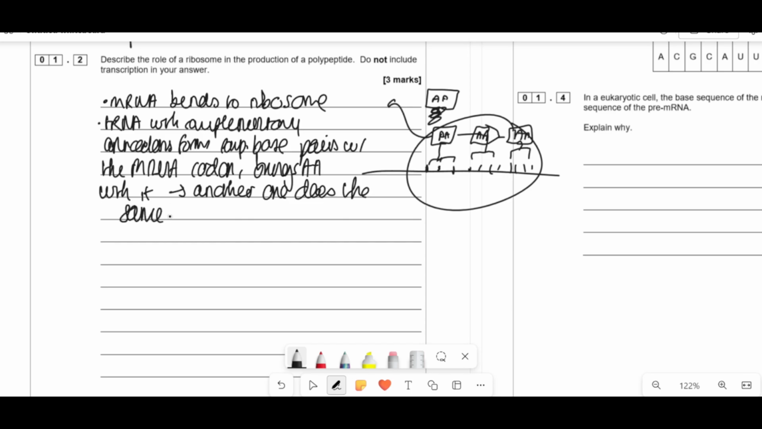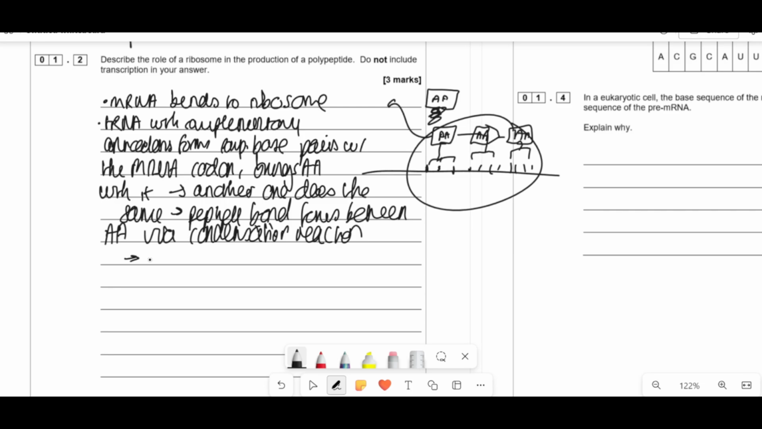And then what happens is a peptide bond forms between the amino acids via condensation reaction. Every time you're talking about bond making or breaking, include what bond is broken or made, and how: condensation or hydrolysis. This is via a condensation reaction. And then it will move along to the next codon and so forth. So then it moves along to the next codon and the cycle repeats. There you go. Step by step and you'll be fine.